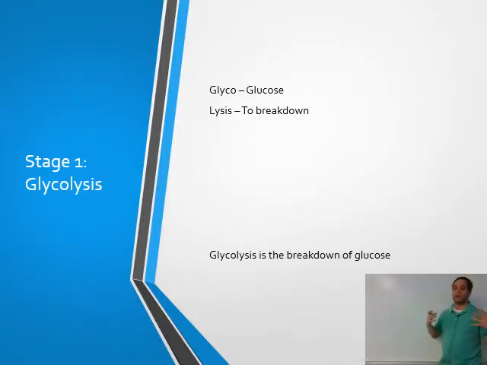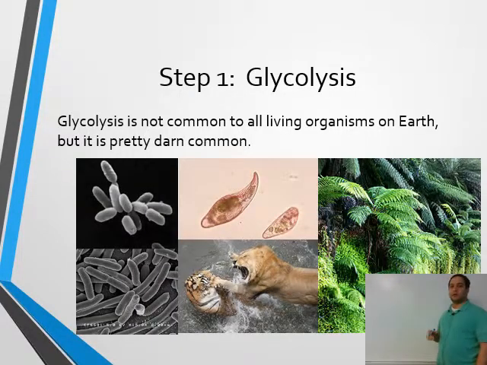So we've got glycolysis, the first stage. When you think glyco, think glucose or carbohydrates. Lysis is to break down. So glycolysis is the breakdown of glucose. What's another word we've used lysis in? Hydrolysis. We're using water to break things down. Glycolysis is not common among all living organisms, but it is pretty common. If you've got access to sugar, likely you're going to have a pathway for glycolysis.